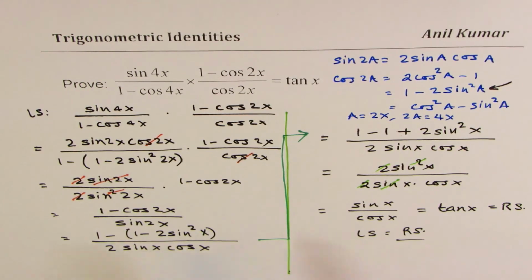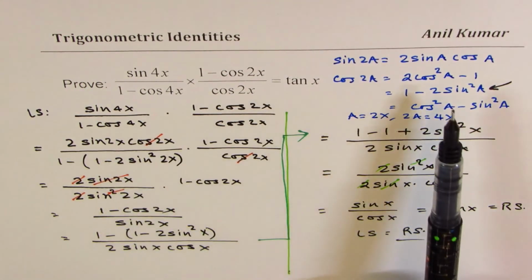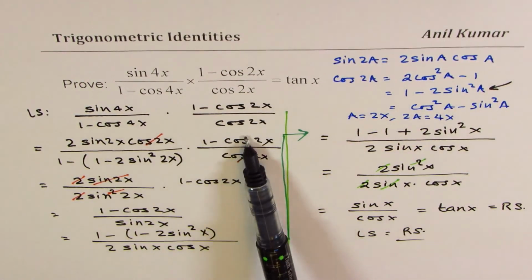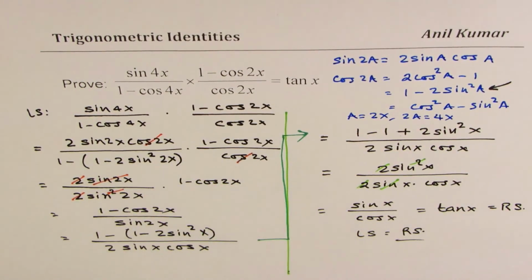You could have also replaced this by 2 cos square x minus 1, cancelled out these terms and got the result. That was also a very effective solution. So either way, you could solve this particular identity. I hope it helps you to recall your double angle formulas and use them in proving identities.